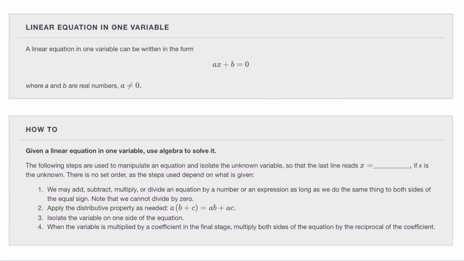We can add, subtract, multiply, or divide an equation by a number or an expression as long as we do the same thing to both sides of the equal sign. Note that we cannot divide by 0. Apply the distributive property as needed. Isolate the variable on one side of the equation. When the variable is multiplied by a coefficient in the first stage, multiply both sides of the equation by the reciprocal of the coefficient.